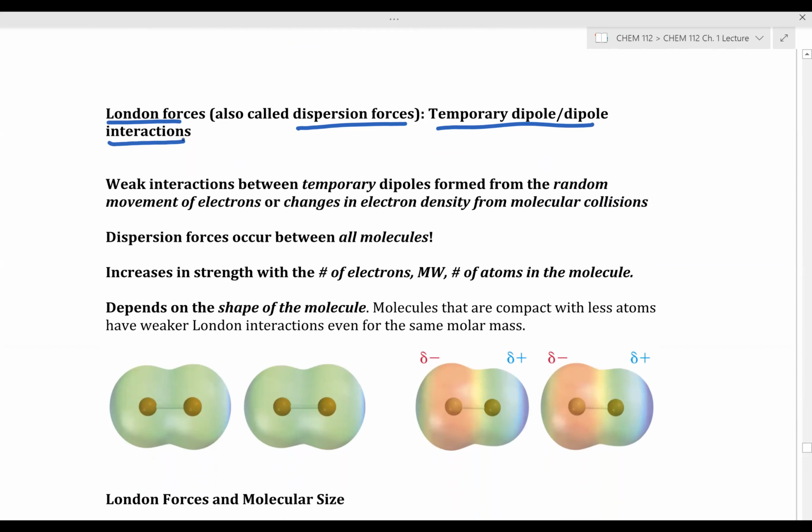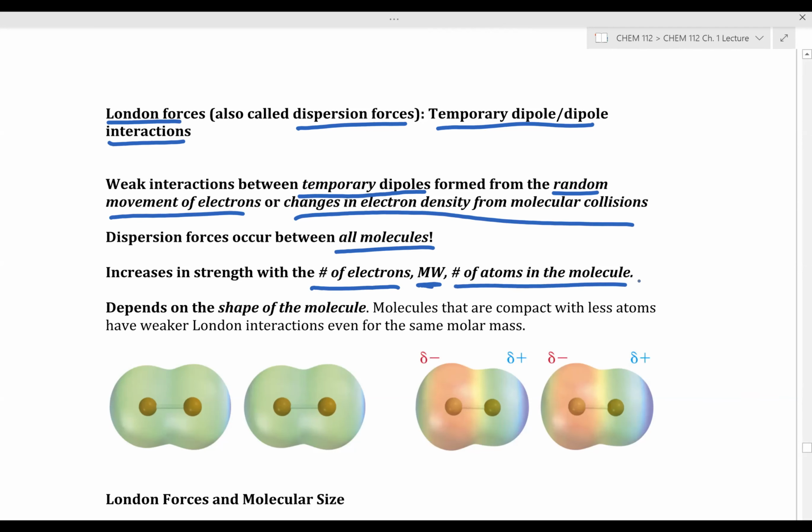So what does that mean? This is a weak interaction between temporary dipoles formed from the random movement of electrons and changes in electron density from molecular collisions. So these are random events where a temporary dipole is generated. Dispersion forces are unique in that they occur between all types of molecules. If it has electrons, it can experience dispersion forces. It increases in strength with the number of electrons, molecular weight, and most importantly, and what's often not addressed thoroughly, the number of atoms, just the number of atoms, period, in your molecule.